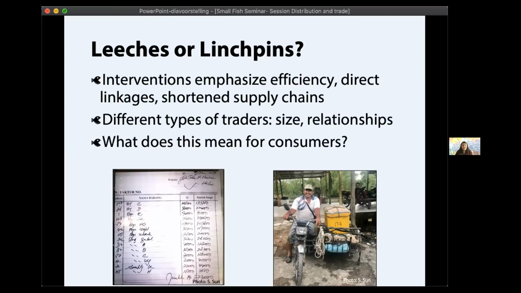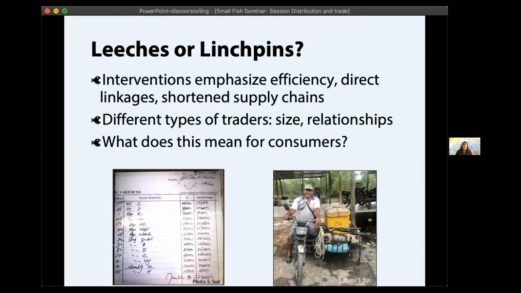And this is not to say that all trader relationships are characterized by equal profit sharing. But at the same time, if traders are pushed out by crisis or intervention, what does this mean for those consumers who are dependent upon these traders to access and afford fish? My perspective is that many of these traders, particularly small-scale traders, are critical to getting fish from boats to consumer households.